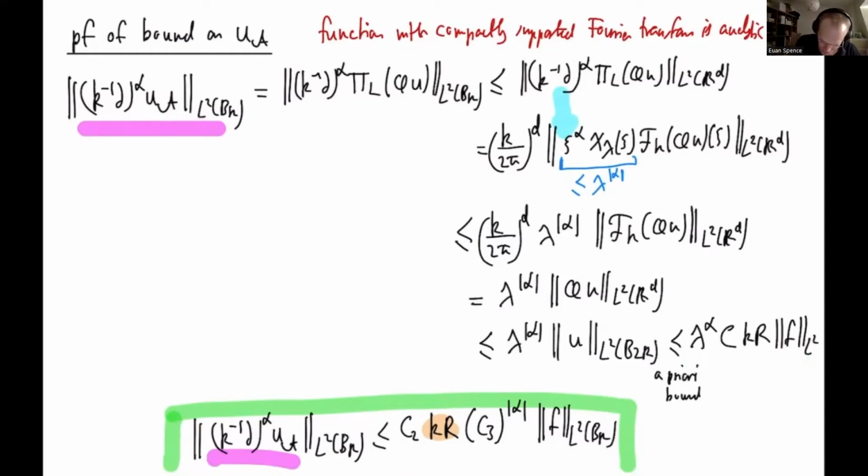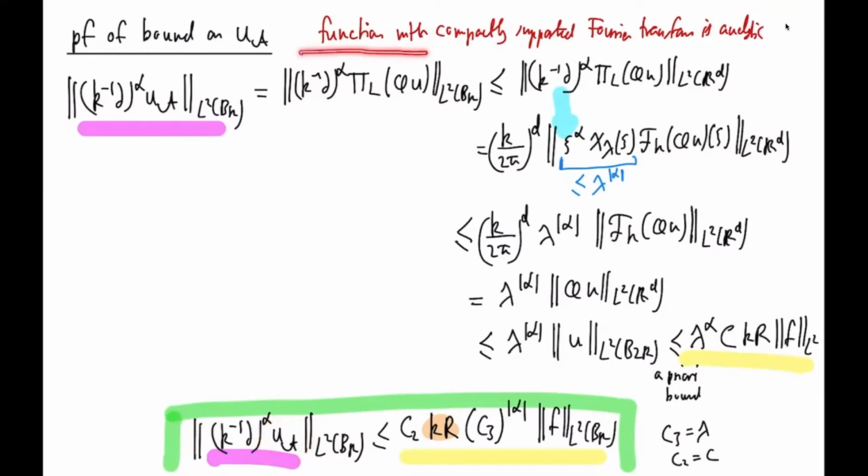Then the required bound holds with C3 equals lambda, and C2 equals the constant C. So we proved this bound on UA, the low frequency part of U. Like I said, it comes from the fact that if I have a compactly supported Fourier transform, this function is then analytic. Okay, that's it. We've done step one, proved the bound on UA.